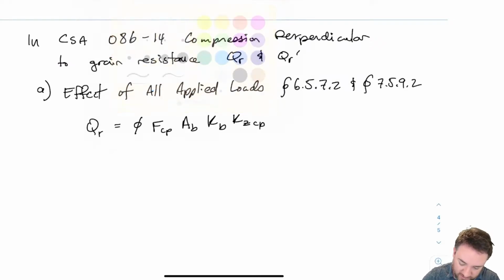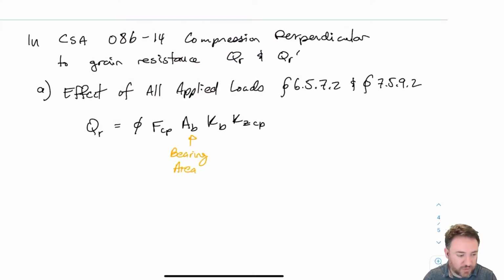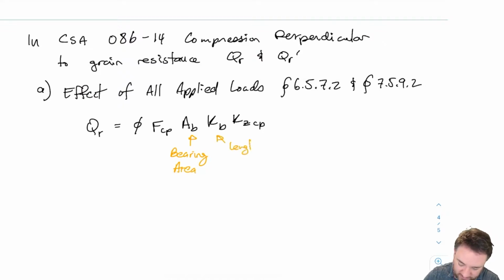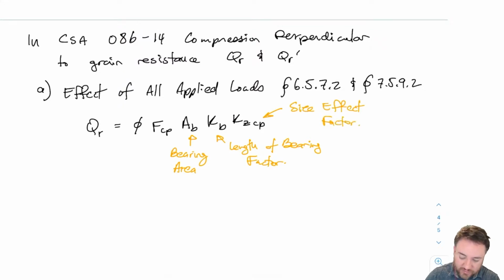So this one here is bearing area, which is going to be a bit different when we do the squeezing case. This one is length of bearing factor. And this one is our size effect factor. We always have some kind of size effect factor in wood. And we are going to go through all of these in detail, but we're probably going to have to split it over 2 videos in the interest of time.